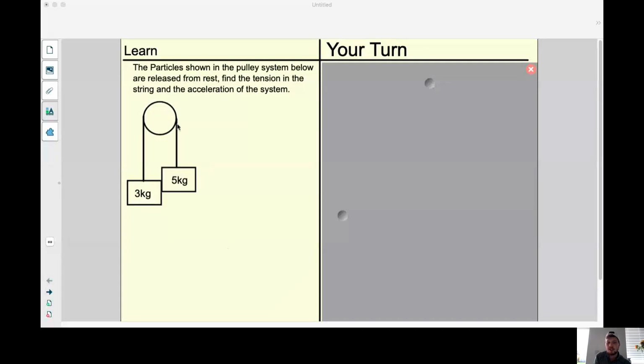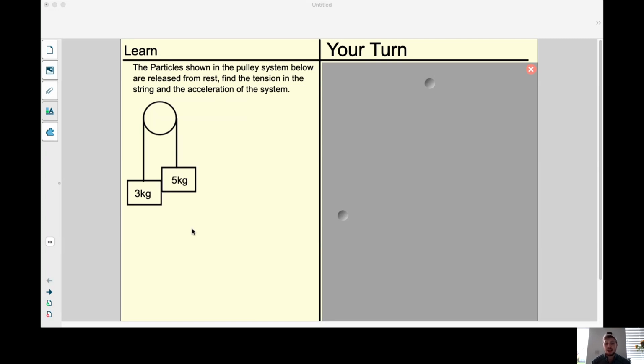So this will be the first of 3 lessons, where the first session is going to be on just a basic pulley structure. So I'm just going to share my screen so you can see it. Hopefully you should see this pulley system to the left-hand side. And the question would simply start off with: the particles shown in the pulley system below are released from rest. Find the tension in the string and the acceleration of the system.